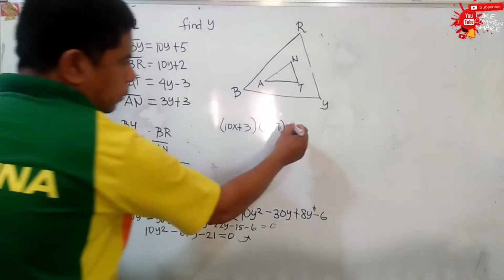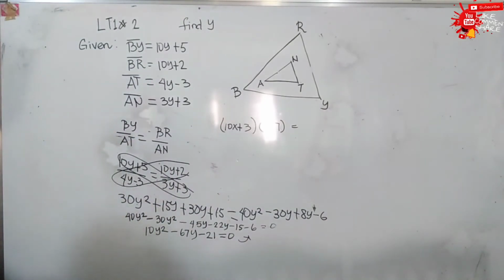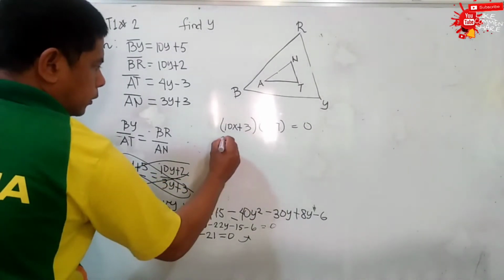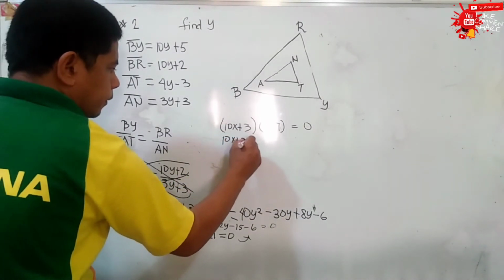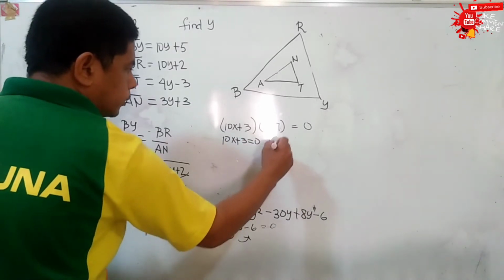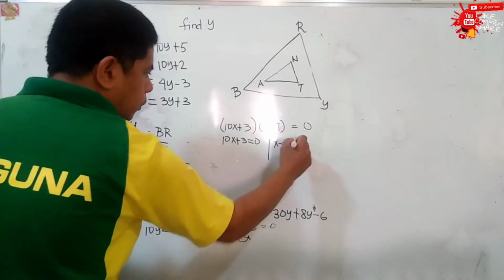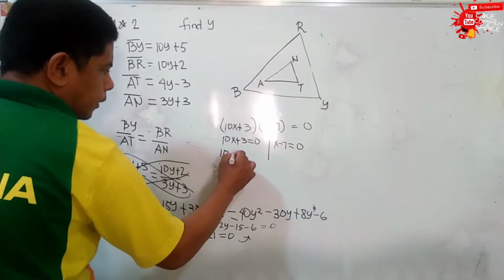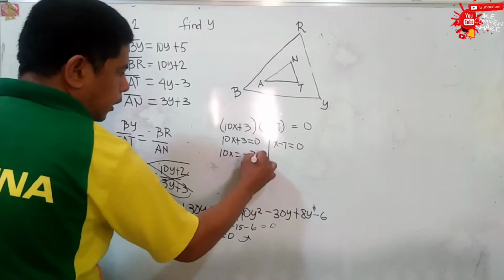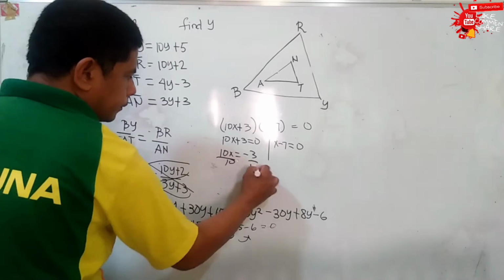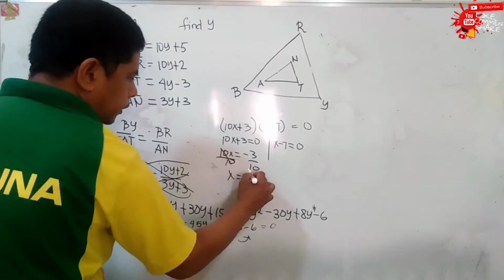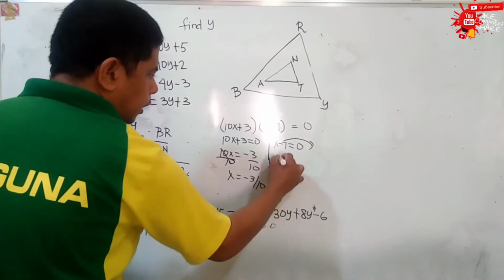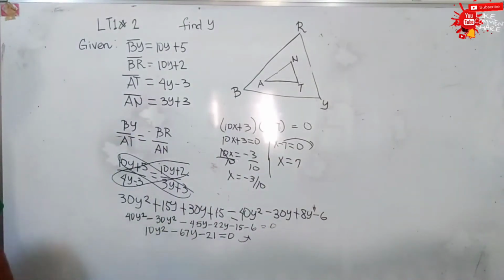Okay, so naituro na naman natin yung factoring. Trial and error yan. Equal siya sa 0. Equate to 0. So that is 10x plus 3 equals to 0. At yung isa, x minus 7 equals to 0. Transpose. So that is negative 3 divided by 10. So, our x is negative 3 over 10. Yung isa naman, transpose sa right side, x equals sa 7.